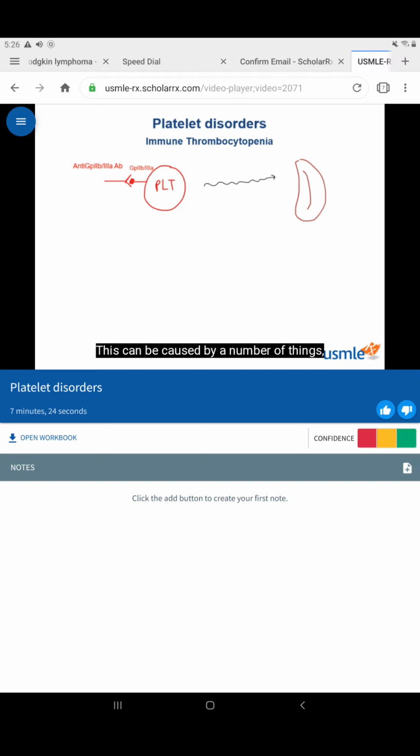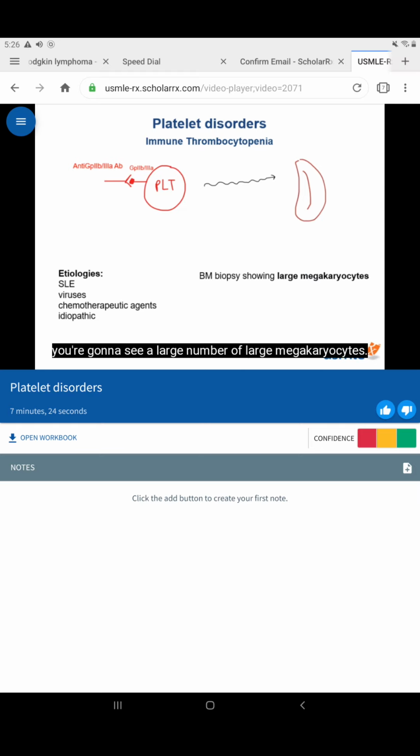This can be caused by a number of things, like chronic autoimmune conditions like lupus, viruses, cancers, or it could just be idiopathic. It happened because of reasons we don't know. In kids, it's usually after a viral illness or it's idiopathic and it resolves on its own. On labs with these patients, you're going to see low platelet count with a high bleeding time. And on a bone marrow biopsy, you're going to see a large number of large megakaryocytes. This is because the body is attempting to replace the missing platelets, and so it ends up producing more and more megakaryocytes.